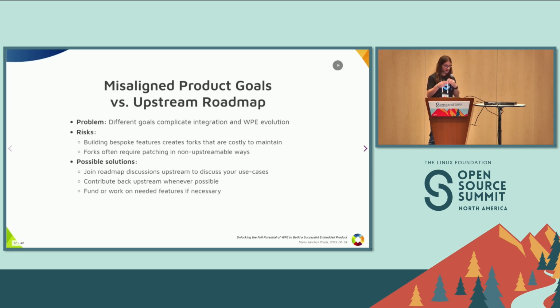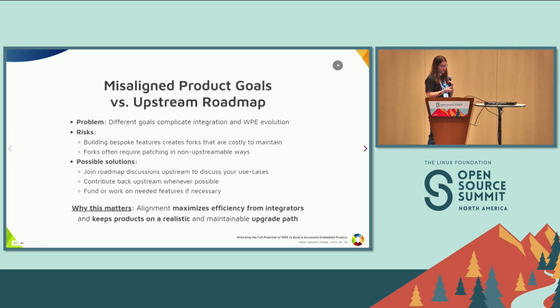So basically, the snowball is growing and growing and growing. So possible solutions: we do encourage people to engage in roadmap discussions upstream as much as possible. We recommend people to contribute back to the upstream project as much as possible. And if there's something that you need upstream that is not there yet, either strategically think of working on that feature that you need upstream, or if you don't know how to do it or you cannot do it, get external help and try to fund the work.